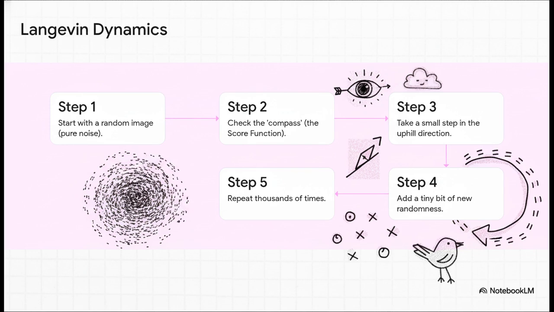You start with just a patch of pure random noise, total static. Then you ask your denoiser, or compass, hey, which way to a real image? It points. You take a teeny tiny step in that direction, add a little jiggle of new randomness so you don't get stuck, and then you just do it again, and again, and again, thousands of times.